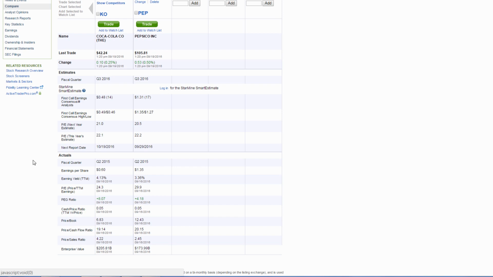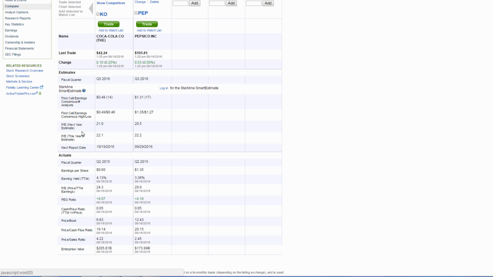First off, price to earnings. You can see here is price to earnings. They've got this year's estimate versus next year's estimate. Let's say we want to look at something a little more oriented towards this year. You can pick either one, but you can see Coke is at 22.1 and Pepsi is at 22.2. They're pretty close. But that's where we'd find our price to earnings.